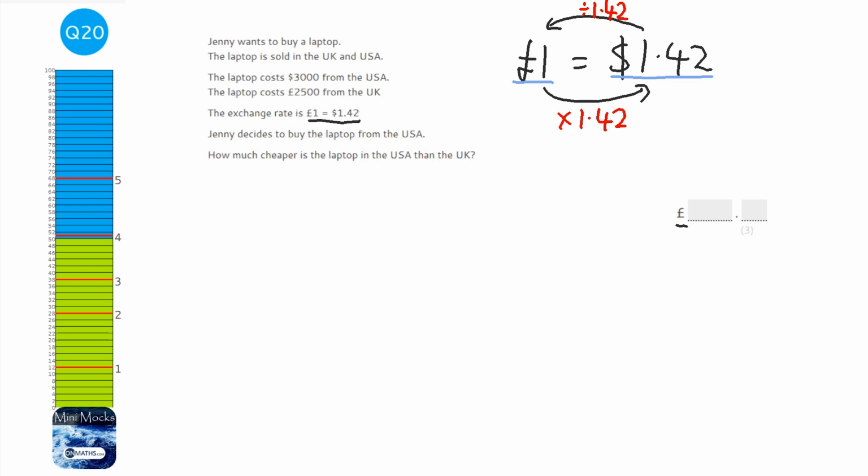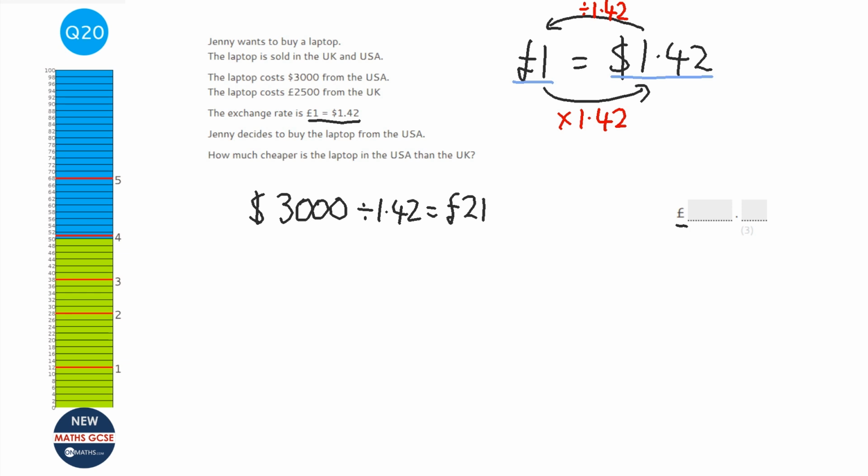So we've got $3,000, and we want to convert it into pounds. So we're going to divide it by 1.42, and I'm just going to type that into my calculator. So 3,000 divided by 1.42, and it's 2112.68 to the nearest pound, obviously to 2 decimal places, because money is always to 2 decimal places.